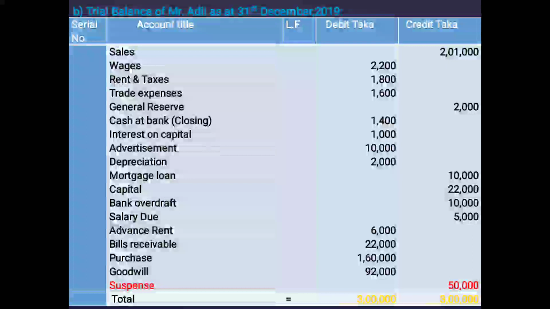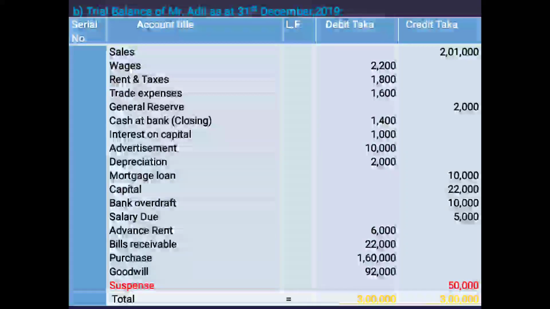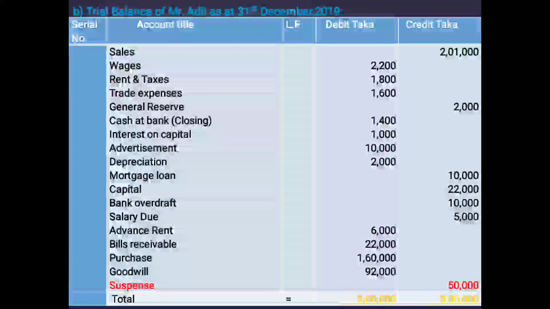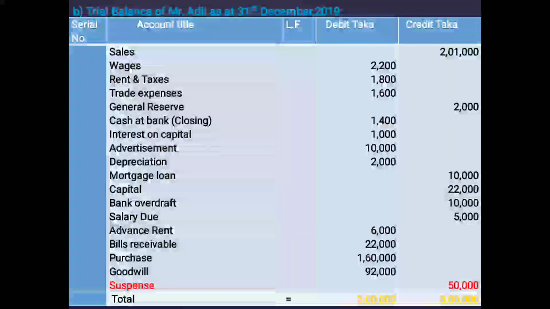Purchase is the biggest amount of expenditure in any business. So purchase is always shown as a debit balance. That's why purchase is shown as debited in the trial balance for taka 1,60,000.